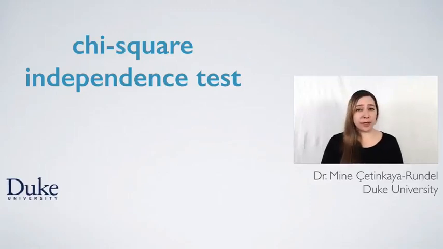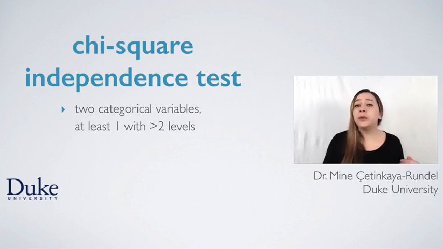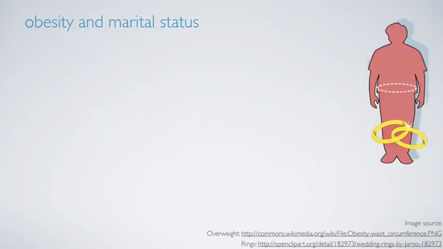We're going to wrap up our discussion on working with categorical variables with more than two levels with the chi-square independence test. In this case, we're dealing with two categorical variables, at least one of which has more than two levels, and we're evaluating the relationship between them. Take a look at this example on obesity and marital status.